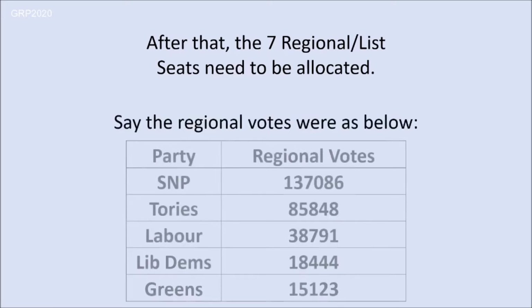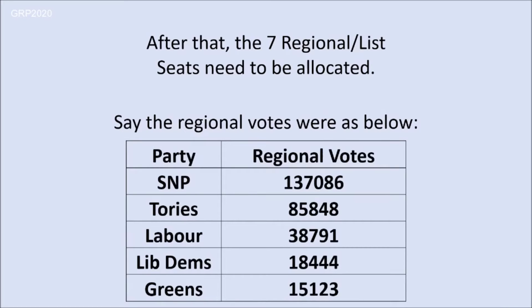Let's say the regional votes were cast as below, with the SNP gaining the most votes on just over 137,000, the Tories in second place on just under 86,000, with Labour, the Lib Dems and the Greens in 3rd, 4th and 5th places respectively.